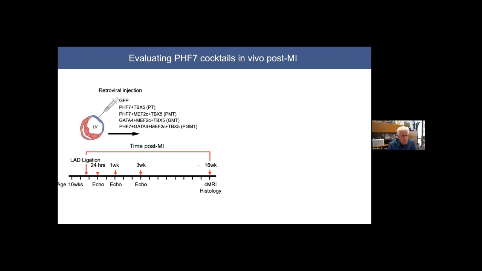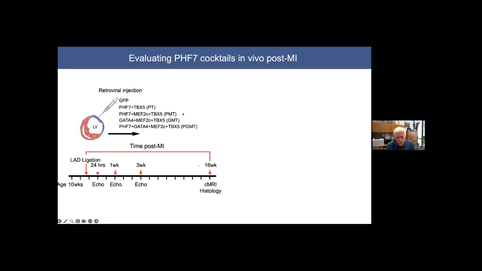Now, in the last few minutes, I'll tell you about our initial unpublished work in which we've begun to ask, can PHF7 really promote reprogramming of fibroblasts, which would otherwise form a scar, into cardiomyocytes in an in vivo infarcted heart? To test this, we performed LAD ligation in 10 to 12-week-old mice, followed by a single intramyocardial injection of retrovirus containing expression vectors for each of these factors, abbreviated as shown here.